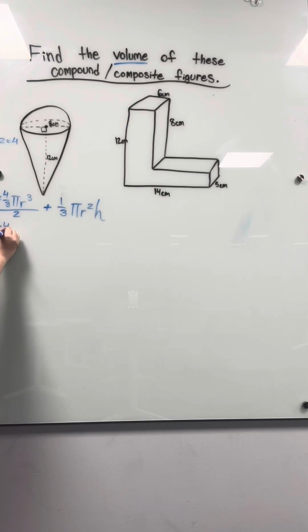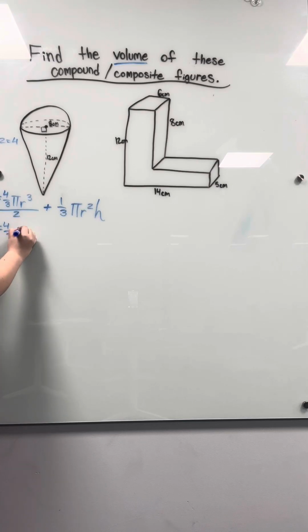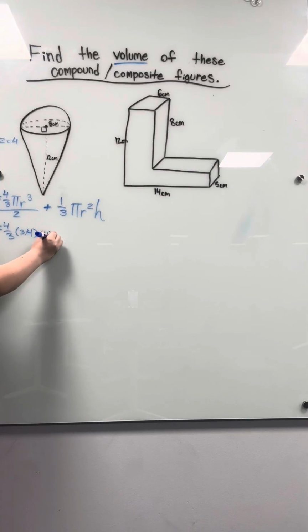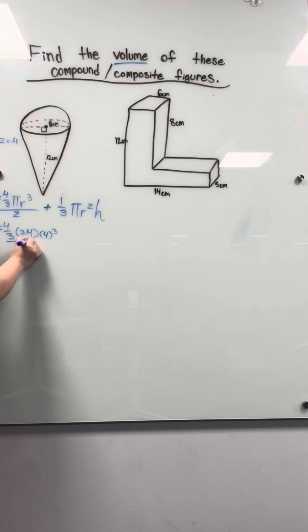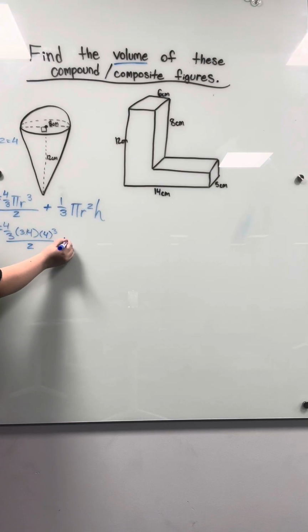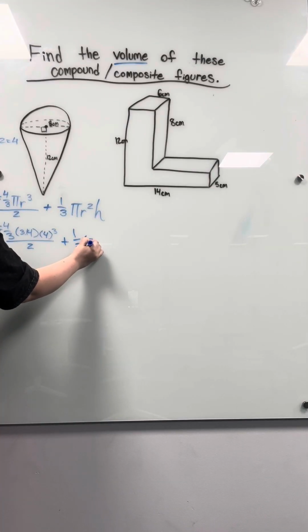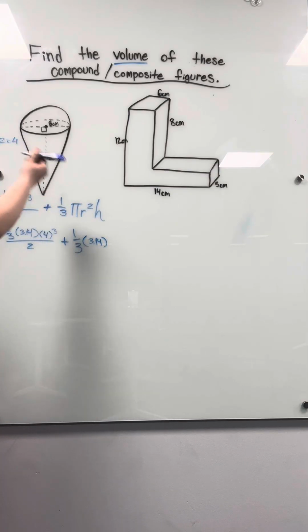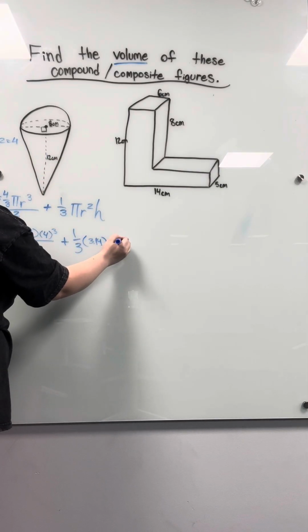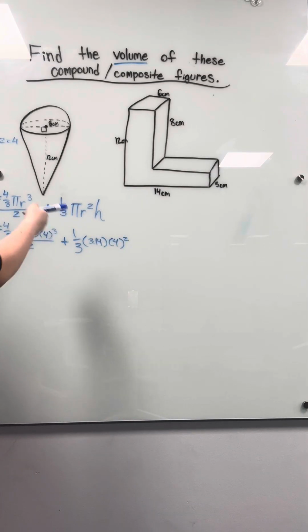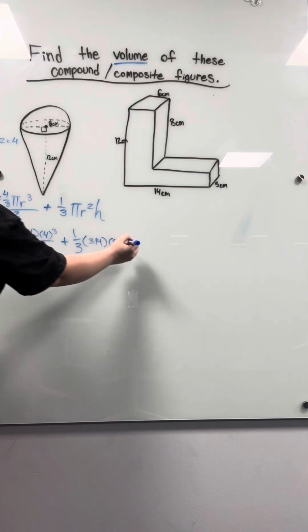So 4/3, we will substitute 3.14 for pi, times our radius, which is 4, and we will cube that, and we'll put all of this over 2. We will add 1/3, again 3.14 as pi. Our radius is still 4, and we are squaring that one instead of cubing it, and our height, as we see here, is 12.